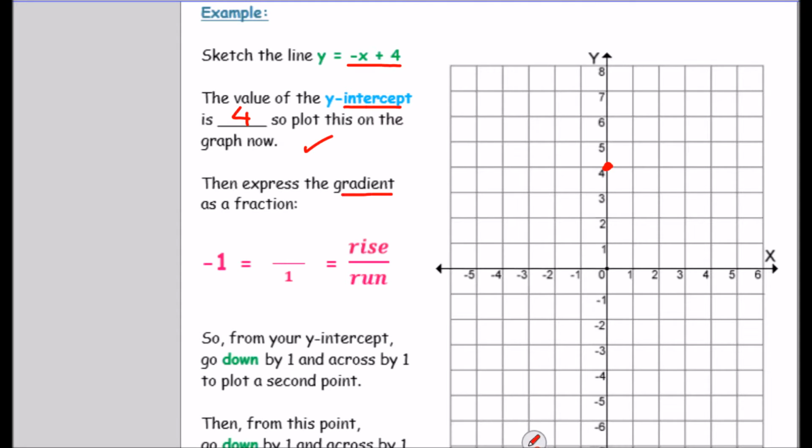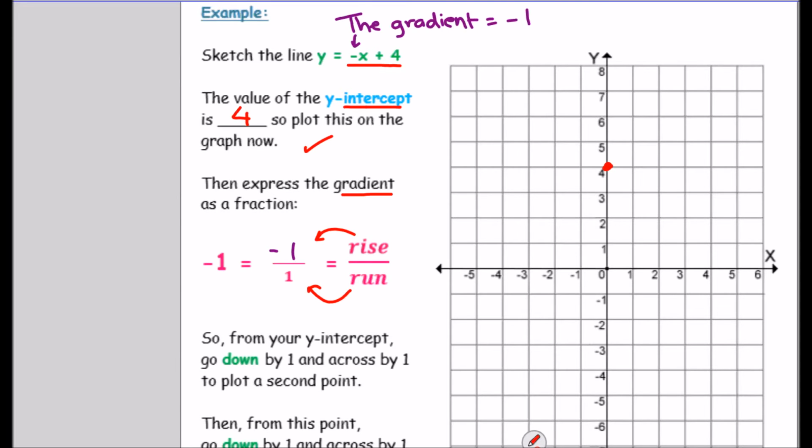Then express the gradient as a fraction. So our gradient is it negative x? No, it's not. What is the value of the gradient equal to? Good, -1. So now let's express this gradient as a fraction. -1 expressed as a fraction is the same as -1 divided by 1, because a negative divided by positive is a negative. So we can say we have a rise of -1, going down by 1 basically, and a run of 1.